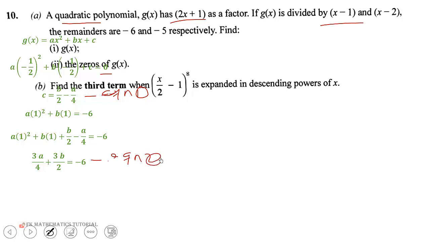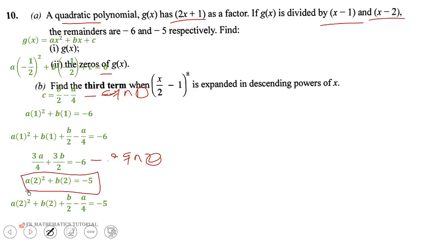Then also we're told that x minus 2 leaves a remainder of negative 5, so we put 2 in it, we get this expression. So when you put c equal to b over 2 minus a over 4 into this expression, we get this expression here. And when we simplify this expression, we get what is here. So far we have some equations that we can further simplify.